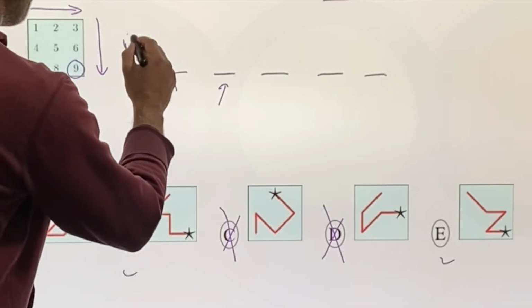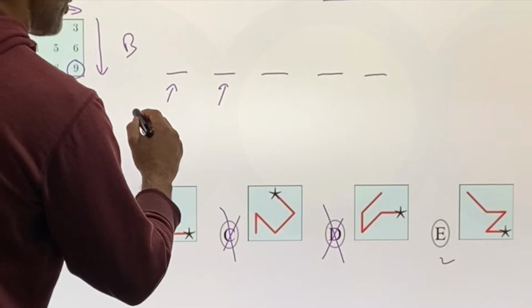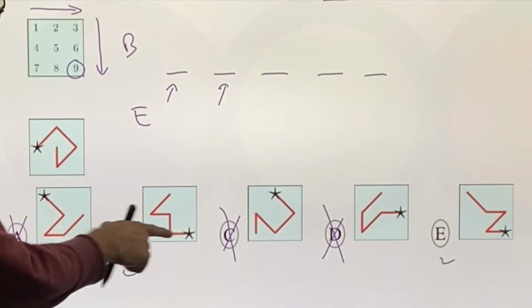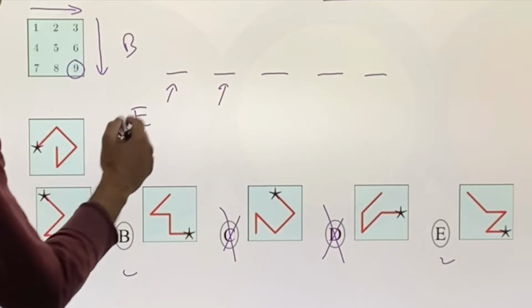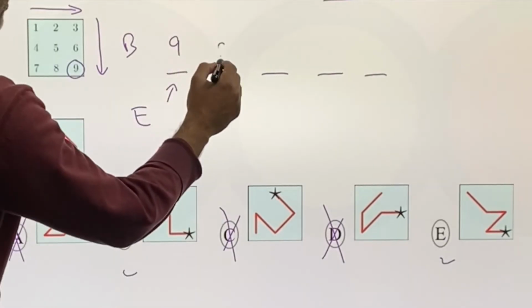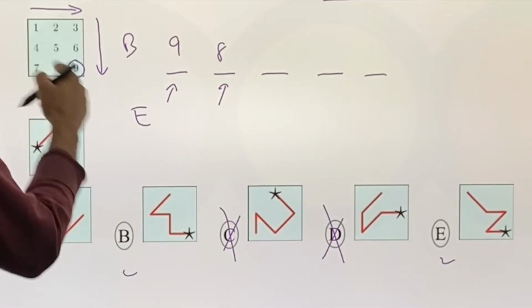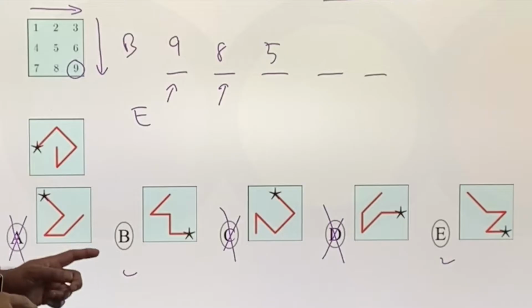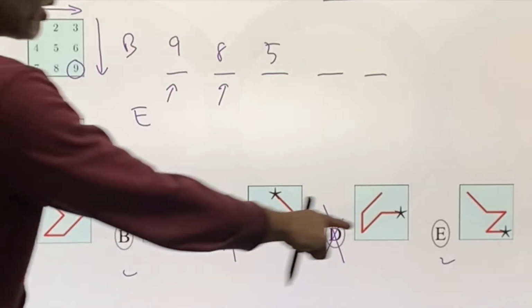So let me write down B here, and then I will write down E here. Both start... okay, let me first write down B. 9, then goes this way 8, and then goes straight up. This is 5, right? Okay, I can see that in the third place they already changed the direction.